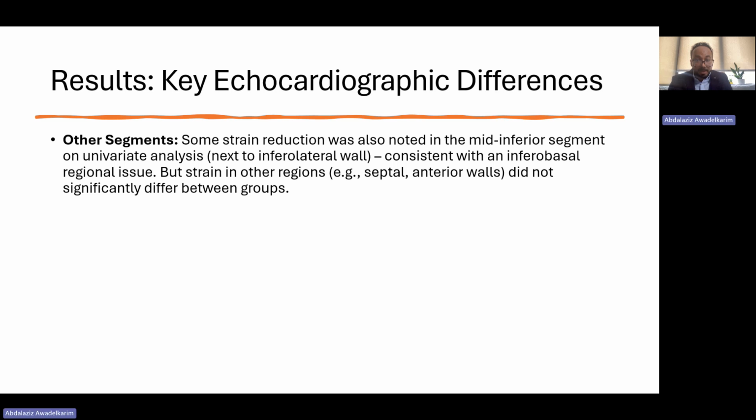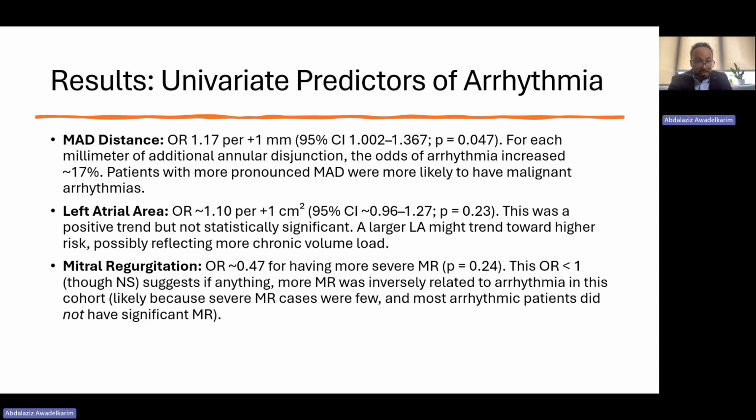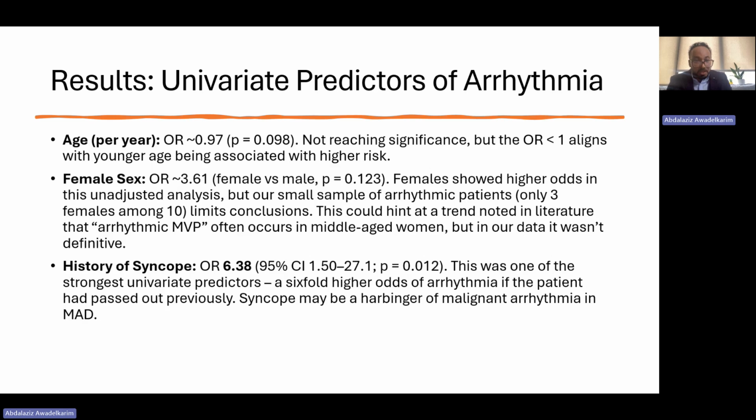When we did univariate analysis, the results were consistent. There was a higher LV diastolic diameter, and LV systolic diameter was significant. For MAD distance, with each 1 millimeter increase, the odds ratio increased by 1.17, which tells you that your odds of arrhythmia increased 17% with each millimeter increase in the MAD distance. For the left atrium, there was an association, but no statistically significant difference in the univariate analysis. Age was the same, as was being female.